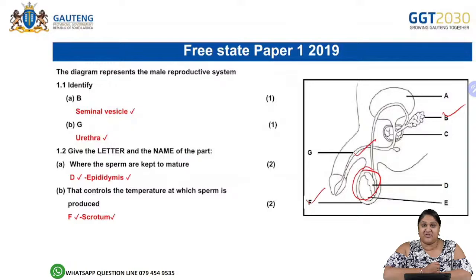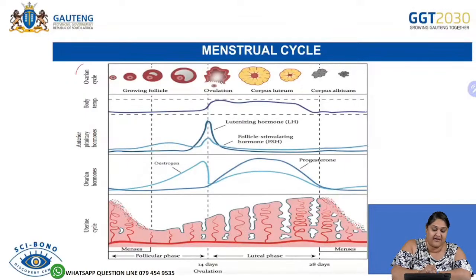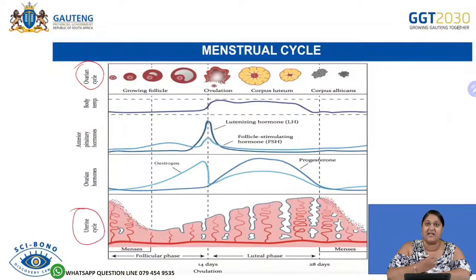So here we have the menstrual cycle. The main points that I need you to understand about the menstrual cycle is that it's made up of 2 cycles, which are the ovarian cycle and the uterine cycle, and you need to know the changes and the events that occur in these different areas.